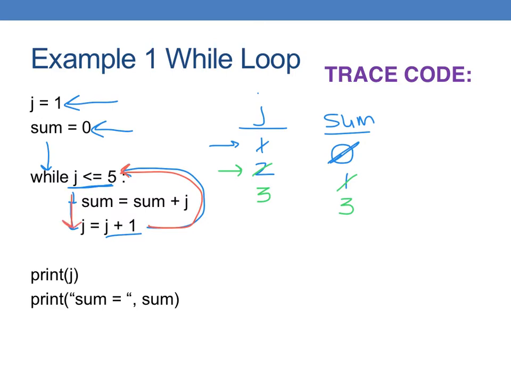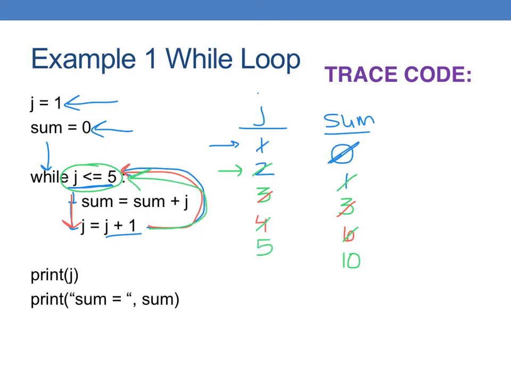Sum is sum plus j. So 3 plus 3 is 6. And then j adds 1, so that's 4. Then I go through and look at it again and say, okay, looking at this condition, 4 is less than or equal to 5. That is true, so I repeat that process again. Sum is 6 plus 4, so that's 10. j becomes 5.